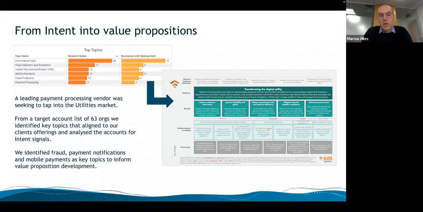Elements that were jumping out to us were around e-commerce fraud, instant payment, and mobile payment. Our client in this instance is a leading global payment processing company. So it was great to see that we were starting to get engagement on the topics that they are very strong in and aligned to. It allowed us to then develop the value proposition specifically for utilities, pulling out all the pain points they're researching, to make sure that our client's proposition was as targeted as possible for the campaign.